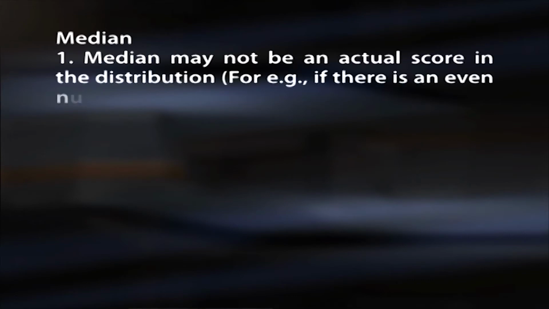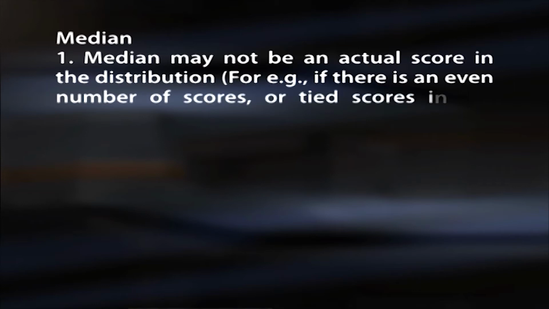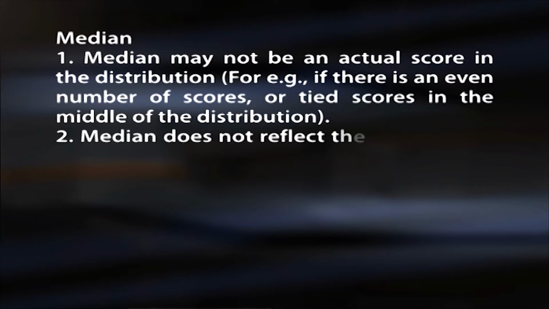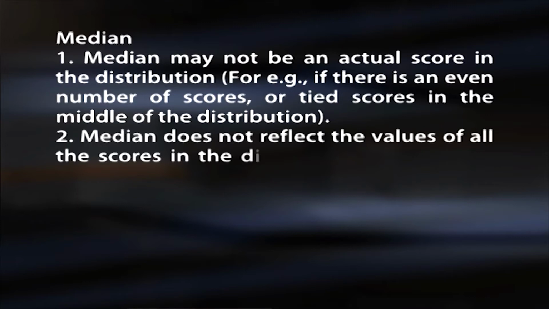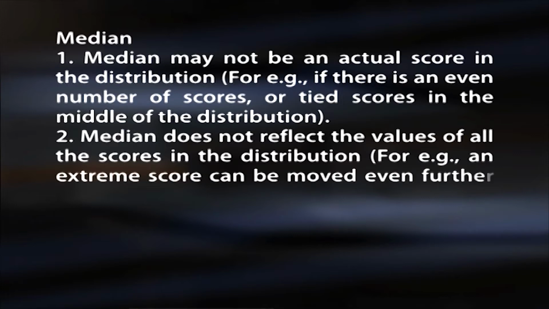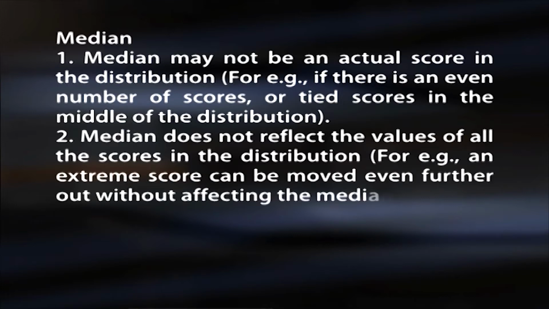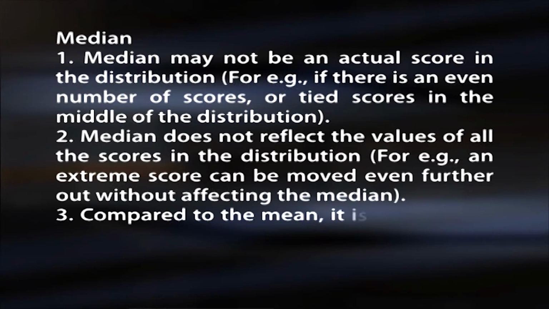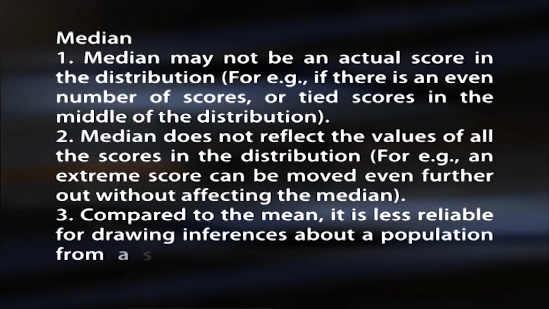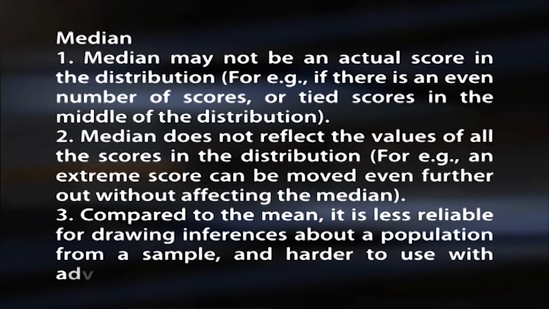Disadvantages of median. Median may not be an actual score in the distribution, for example, if there is an even number of scores or tied scores in the middle of the distribution. Median does not reflect the values of all the scores in the distribution. For example, an extreme score can be moved even further out without affecting the median. Compared to the mean, it is less reliable for drawing inferences about a population from a sample and harder to use with advanced statistics.